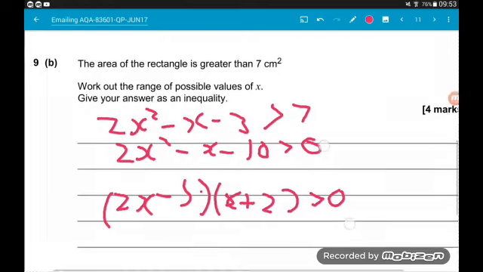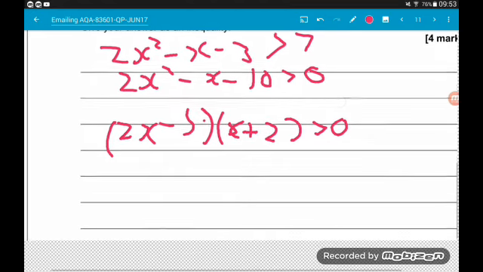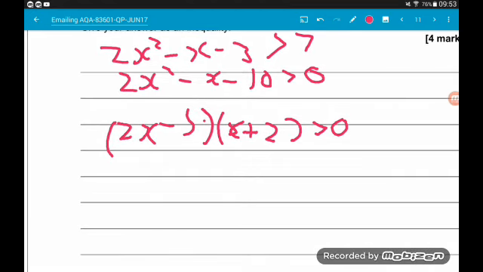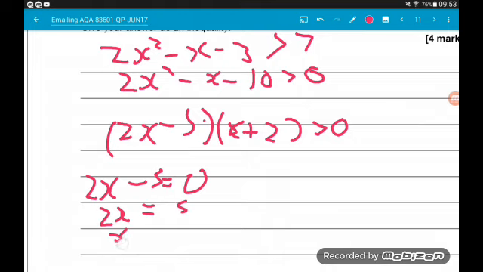Now, let's for a minute imagine that we were actually solving this equation equal to 0. Then we would get either 2x minus 5 is equal to 0, add the 5, 2x is equal to 5, so x would be equal to 5 over 2, or x plus 2 would tell us x would equal minus 2.